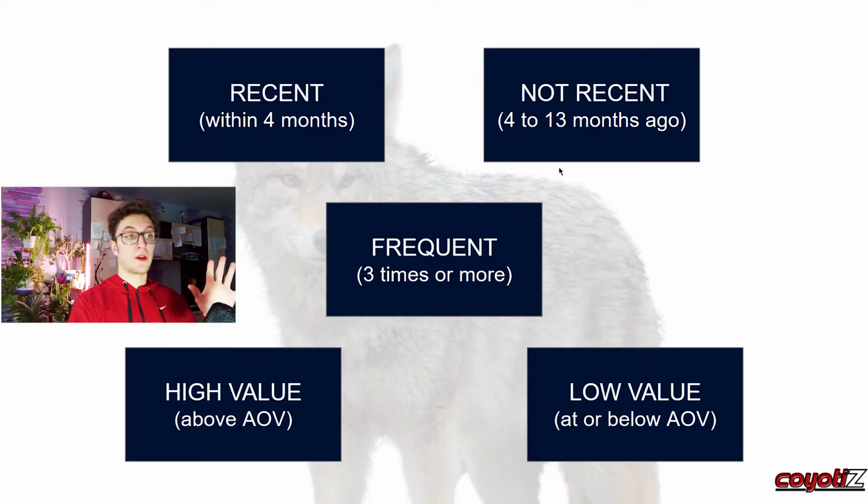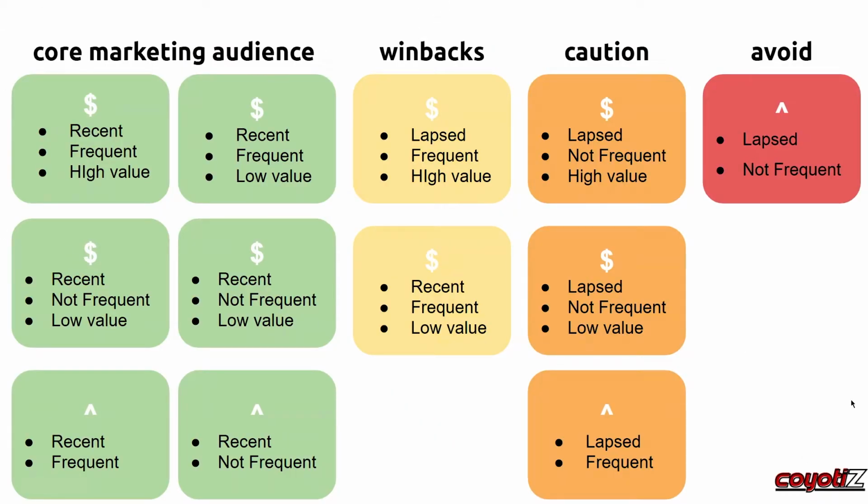So there are 5 of them. We need to make our decisions off of recency, frequency, and the AOV, right? So basically, if somebody is purchasing recently or not purchasing recently, frequently or not frequently, and how much they're spending. Are they spending above your AOV or below your average order value? These are all the blocks that we need to work off of. So there are actually 4 main categories here.